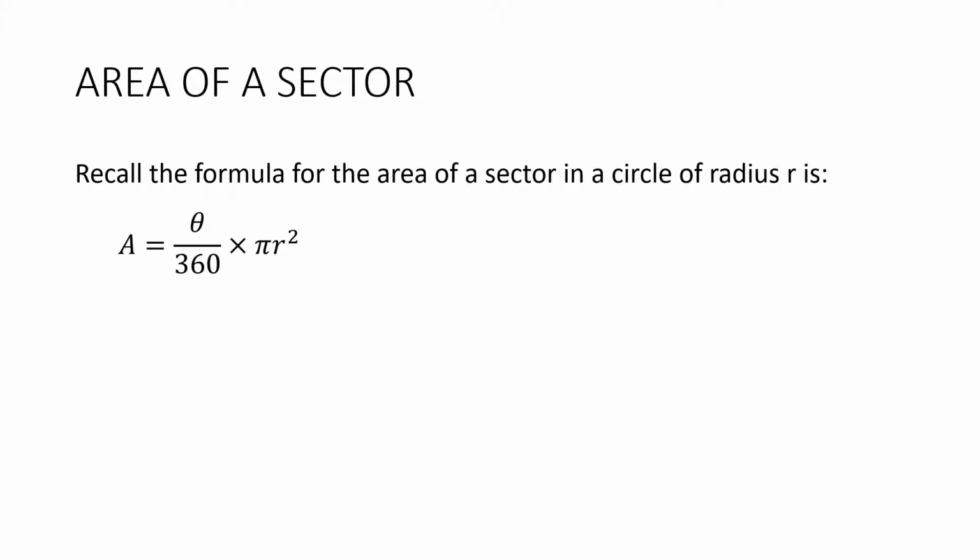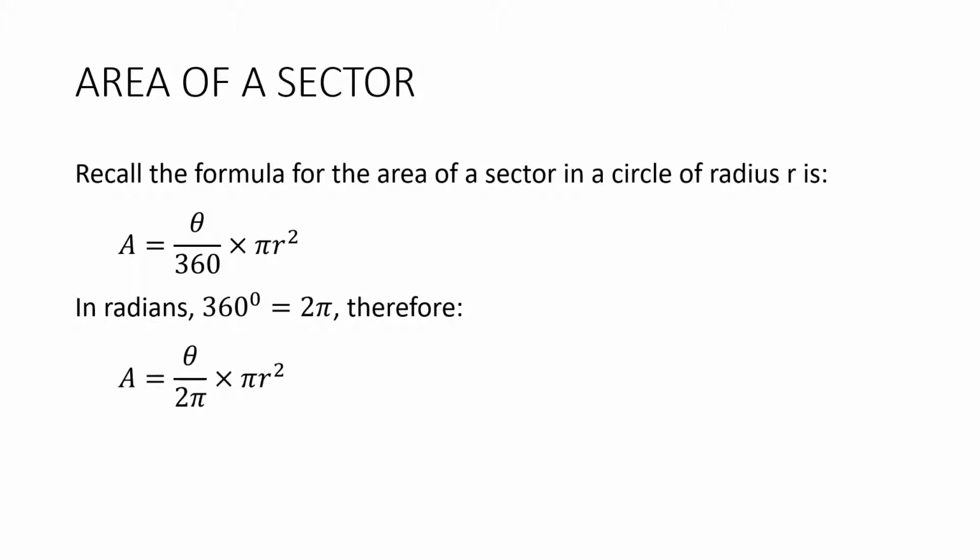Let's move on to the area of a sector. So just like before, let's recall that the formula for the area of a sector in a circle of radius r is theta on 360 times pi r squared. And just like before, we're going to make that substitution. 360 is equal to 2 pi. Substitute it in. Only the pi will cancel out this time. And we're left with this formula. The area of the sector in a circle of radius r is a half theta r squared, providing theta is in radians. And there's the formula on the formula sheet for you.